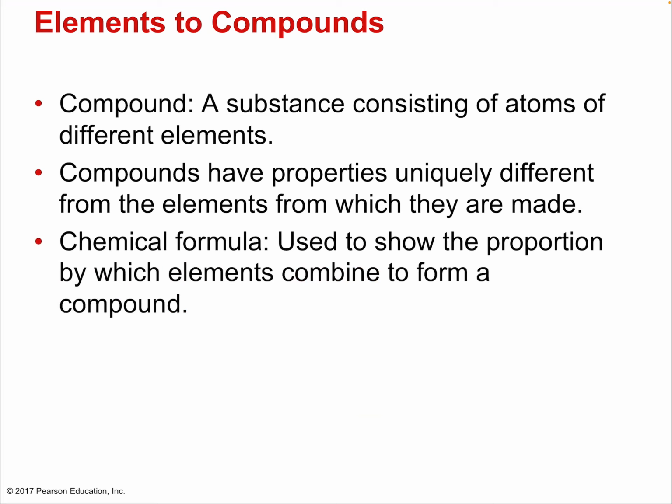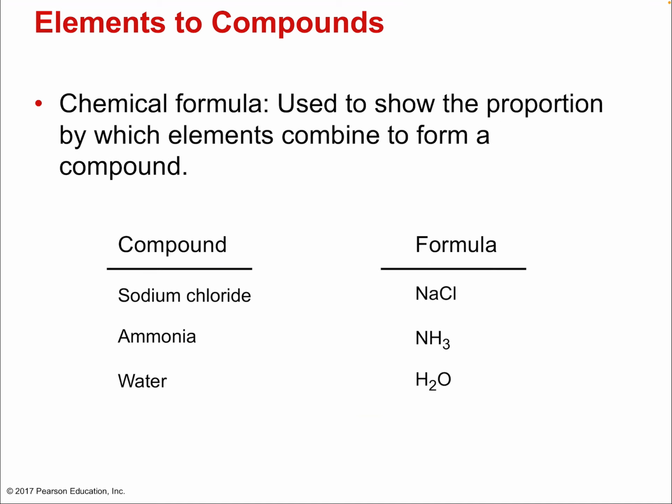So chemical formulas, which we started to see, are used to show the proportion by which elements combine to form a compound. Okay, so chemical formulas, for example, sodium chloride. We saw this one, it's NaCl because it's 1 sodium per 1 chlorine, all right? It's 1 to 1. On the other hand, ammonia is always 3 hydrogens for every 1 nitrogen. Likewise, water is 2 hydrogens for every 1 oxygen, okay?